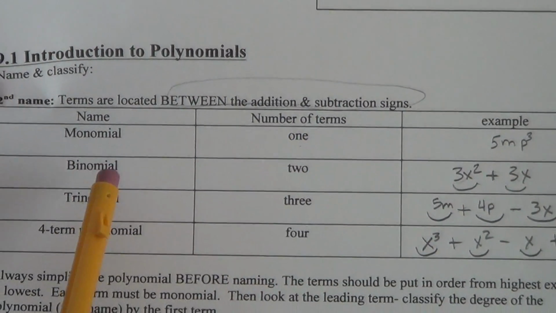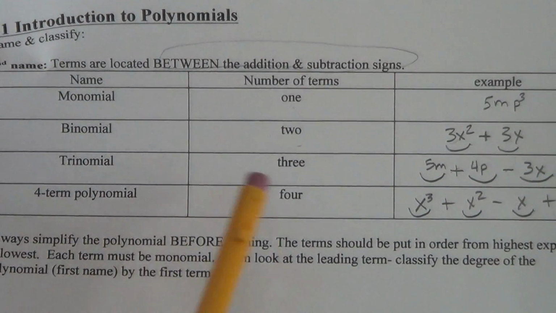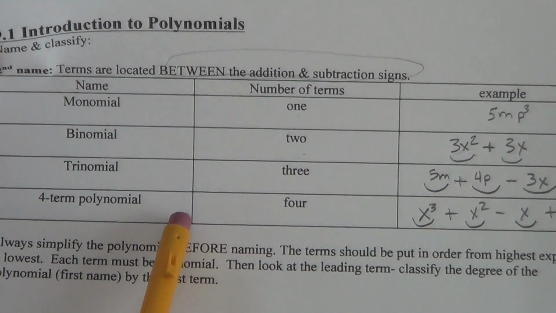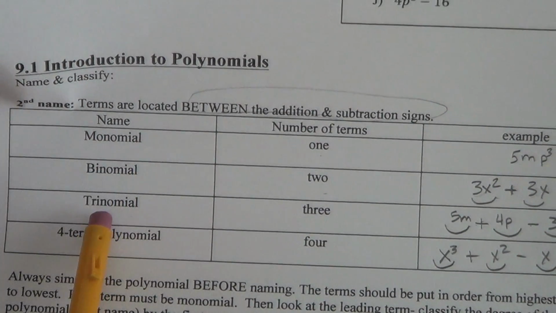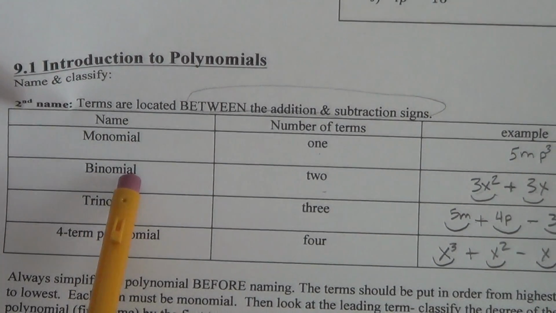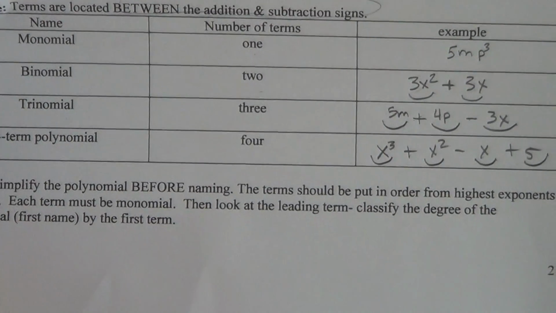Monomial is 1, binomial is 2, trinomial is 3, and we just go with 4-term, 5-term, and so on to describe the rest. But it is essential that you know these, because when we discuss things on the board, I might ask something about a binomial and you need to know what I'm talking about.